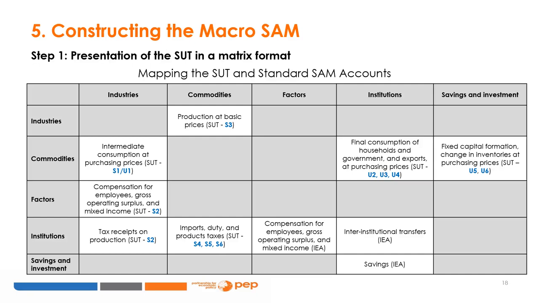The SUT provides the final consumption of goods and services from households and the government, and the exports, U2, U3, and U4, the fixed capital formation, and the changes in inventories, U5 and U6, all at purchasing prices. The remaining information found in the SAM is provided by the Integrated Economic Accounts, IEA.